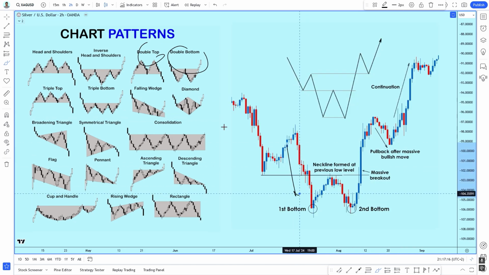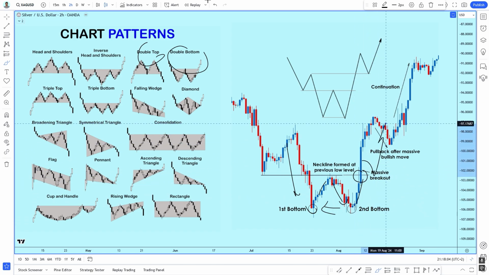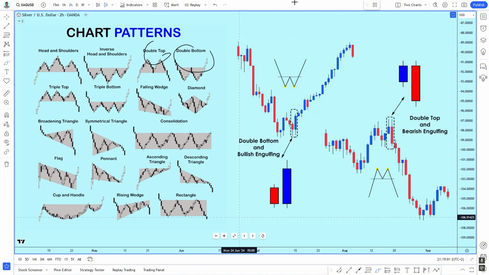We have a downtrend, one low formation, bulls try to push the price up, bears try to push the price down, but they fail to break this previous low. We have strong bullish move and then you can enter after this breakout here or wait for a retest and then enter. Now I want to give you one very important tip.